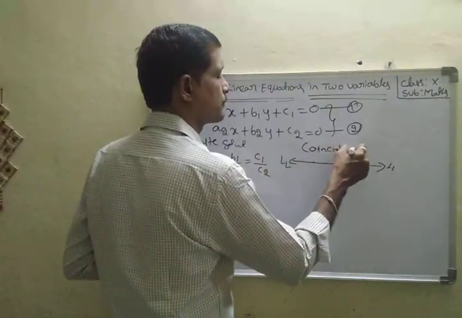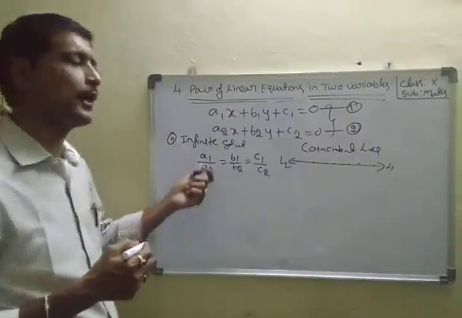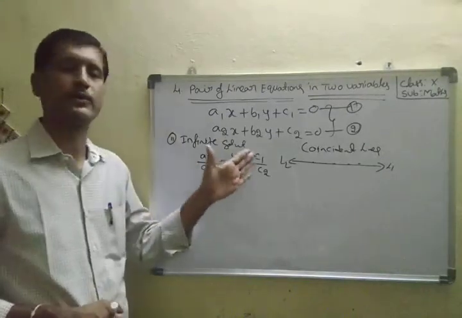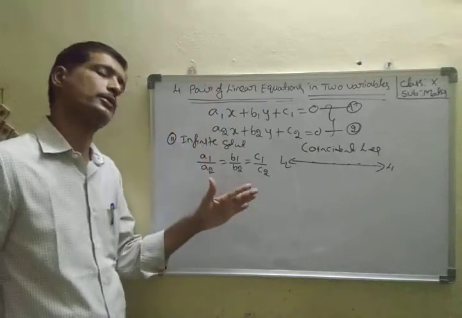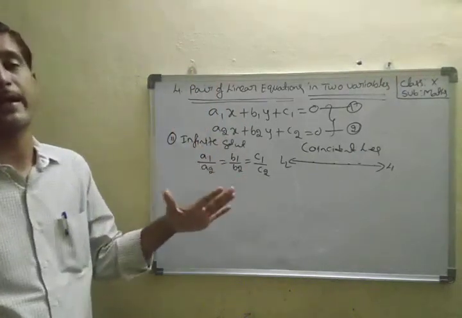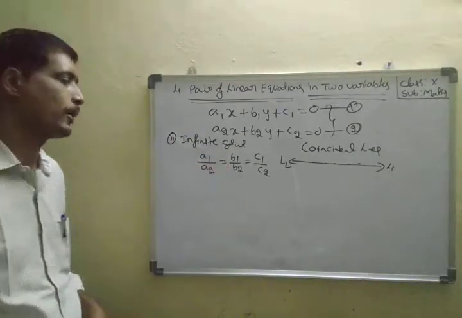Coincident lines. The two lines are coincident lines. Therefore the condition is a1 by a2 equal to b1 by b2 equal to c1 by c2, or these two equations have infinite solutions. So the same condition, a1 by a2 equal to b1 by b2 equal to c1 by c2. Sometimes they ask: the two equations are dependent. That is also the same. Okay.